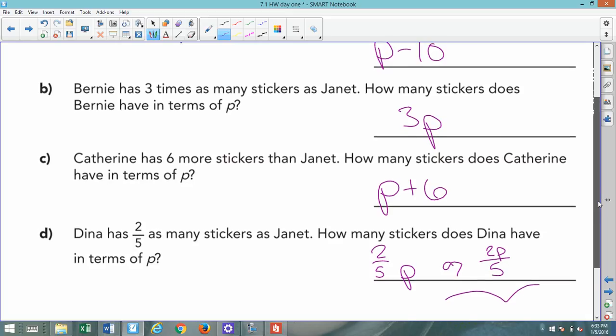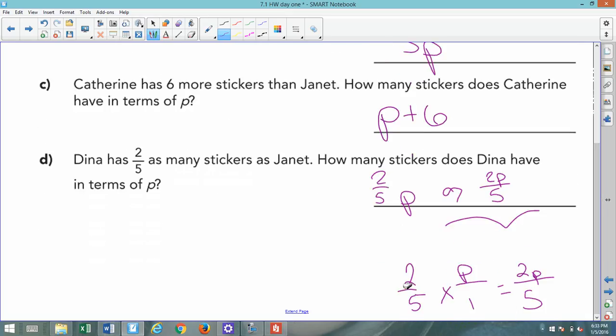And what I did down here was I showed you. You could do 2/5 times P. P is going to be over 1 because you would always put it over 1 because it's like an improper fraction. So 2/5 times P over 1, you're going to get 2 times P is 2P. And then 5 times 1 is just 5.